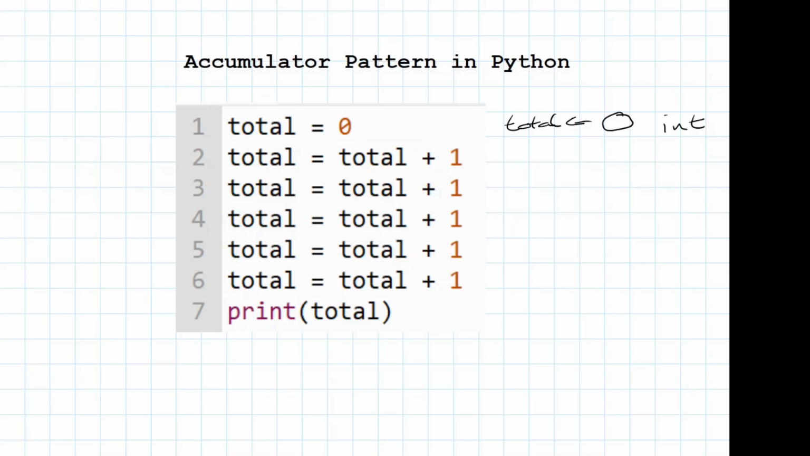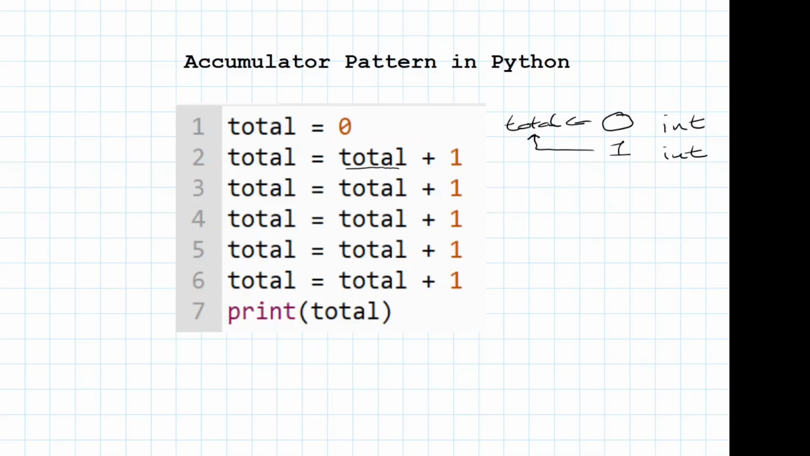Then it moves on to line 2, where we have total equals total plus 1. The computer always does what's on the right-hand side of the equals first. So it looks at total on the right-hand side and goes into memory to find its value. If there is no value, your program will crash, but there is a value here, it's 0. So this line is 0 plus 1, which is 1. Then it puts 1 into memory along with its data type, and once it's in memory, it links the value to the variable name on the left-hand side.